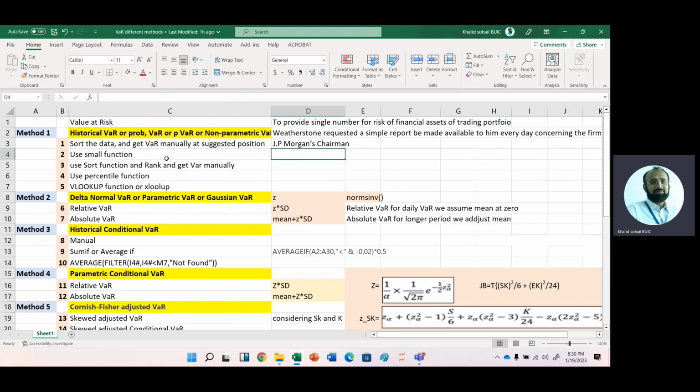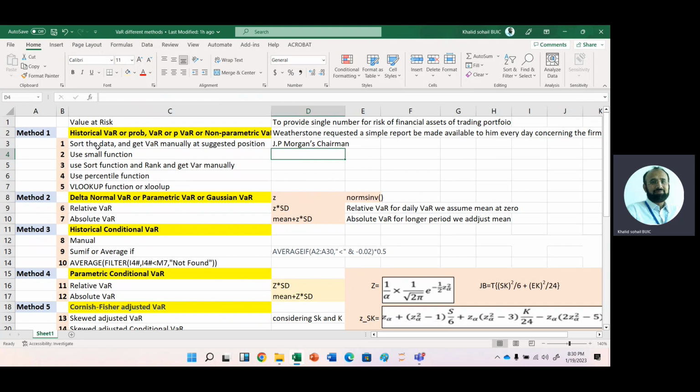Now, there are different methods to calculate value at risk. Here, I will explain 10 different methods and 20 different ways to calculate value at risk. The first one is the historical value at risk. It is also called probability value at risk or simply p value at risk. It is basically a non-parametric approach. Now, how can we get this historical value at risk?